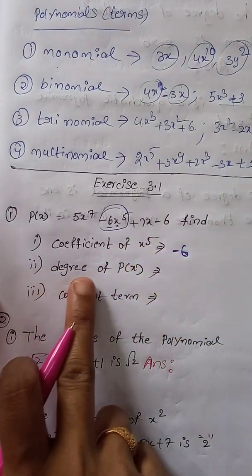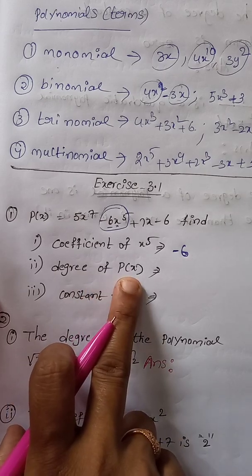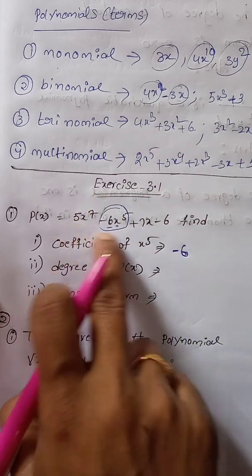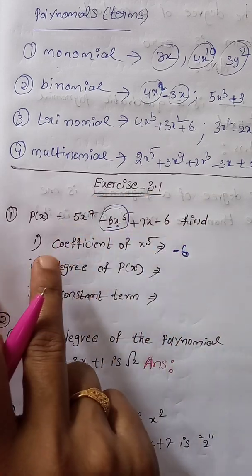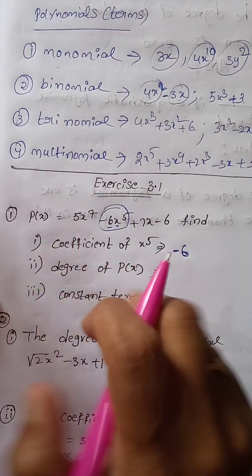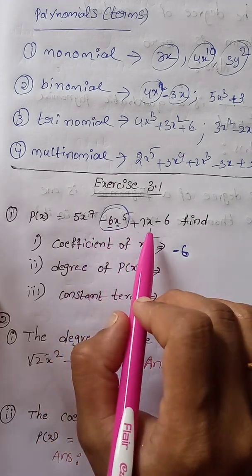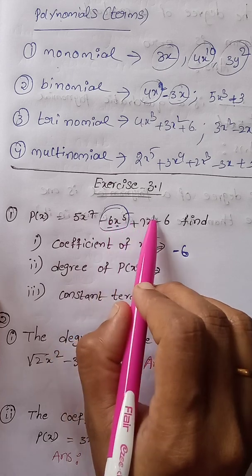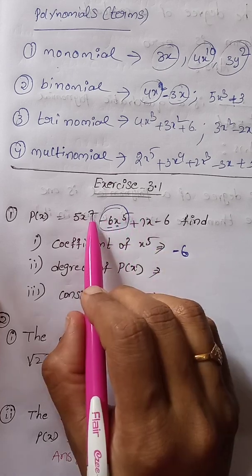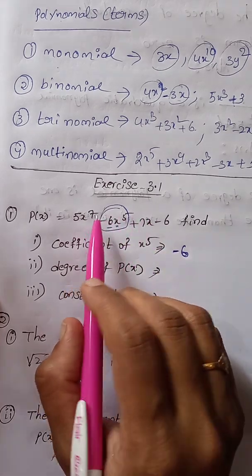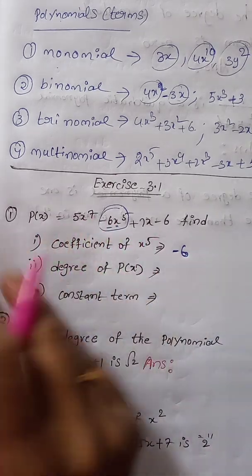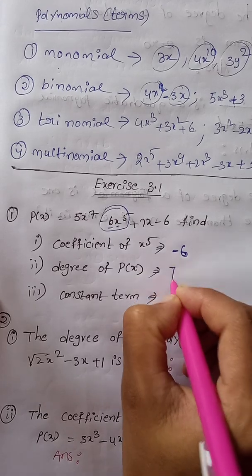Second question is the degree of p of x. P of x equals, this is a polynomial. What is the degree? Degree is nothing but the highest power of the x variable. Here the powers are 7, 5, x power 1. In these three, 7 is the highest number. So the degree of p of x is 7.